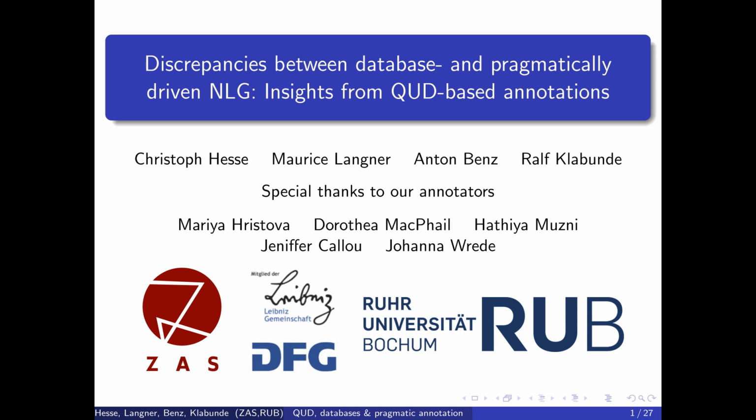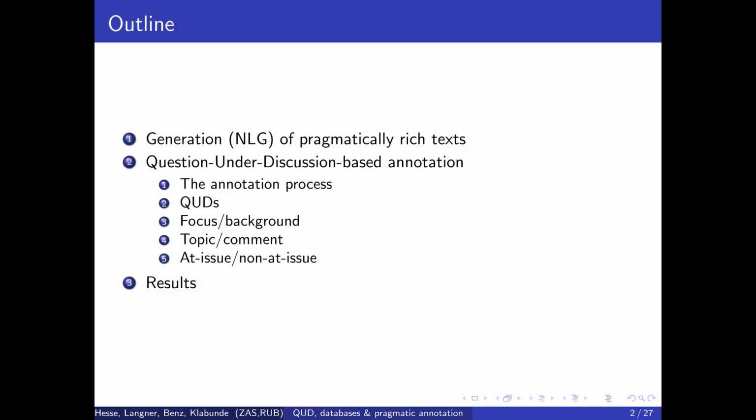In this talk, we will look at discrepancies between database-driven NLG and pragmatically driven NLG, specifically the kinds of insights that question under discussion-based annotation and QUD tree structures can give us. First, we'll look at the specifics of the type of text that we're looking at, which in our case are driving reports, and then we'll go through the annotation process, look at the kinds of QUDs that we use, and then we'll focus on three important distinctions: the distinction between focus and background, between topic and comment, and at issue and not at issue content, before we show some results from our corpus.